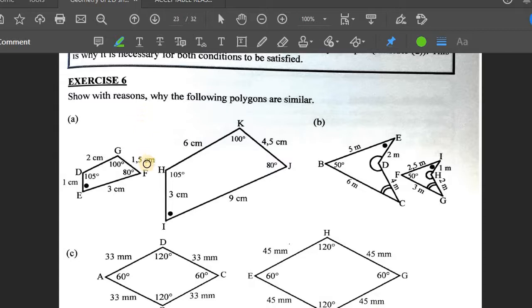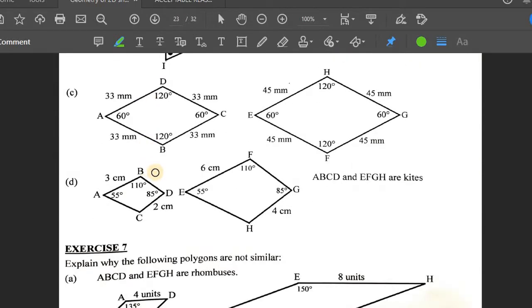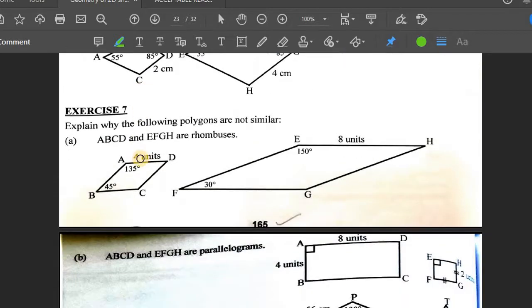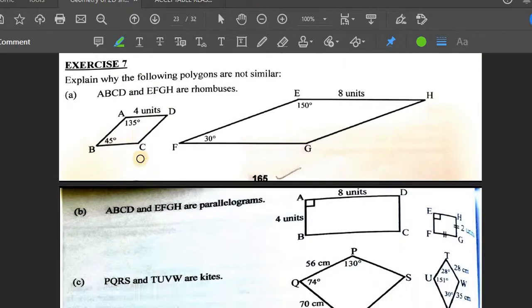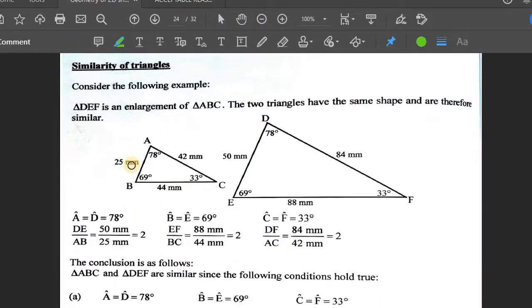Then you would have to do exercise 6. Remember in exercise 6, you have to prove that the angles are the same and the ratios are in proportion. Exercise 7, rhombuses. Same story, right. Now here's a big section that we're looking at.